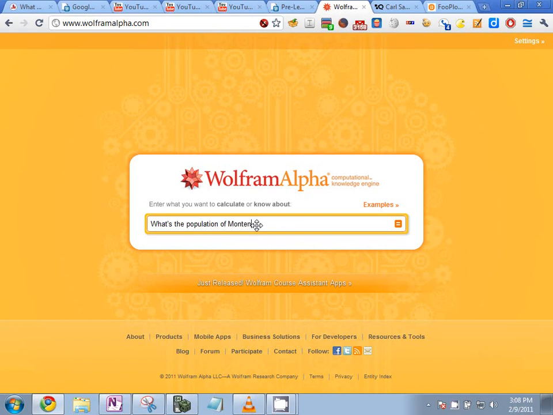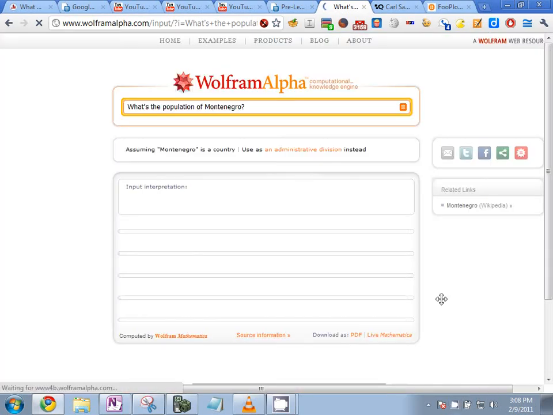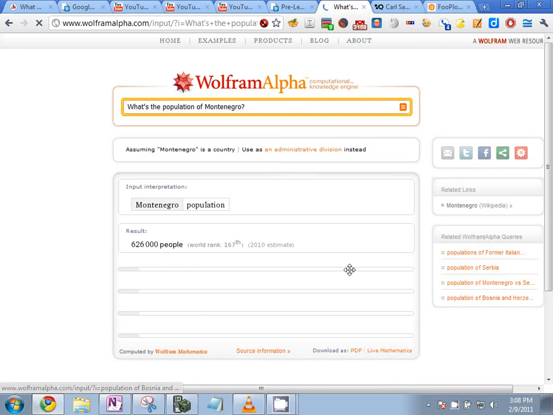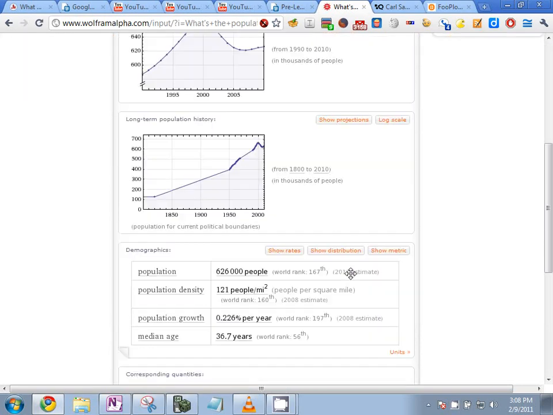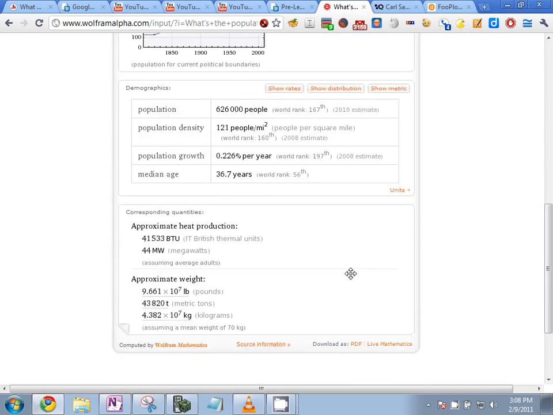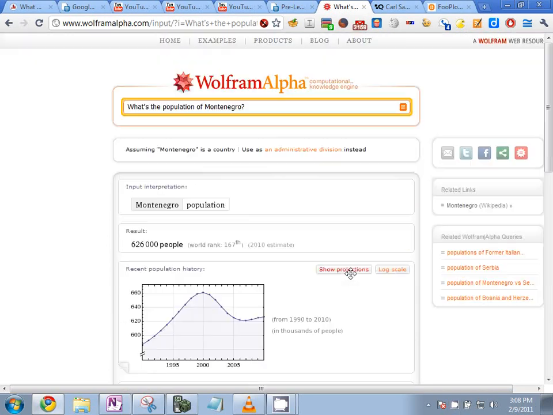It goes out and does some fun stuff. Assuming Montenegro is a country, the result is 620,000 people. It gives you recent history, long-term population history, population growth rate, approximate heat production. It gives you a ton of stuff, right? Okay, someone give me something else we want to know about.